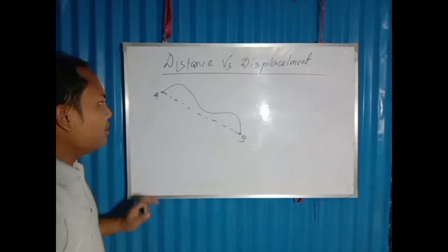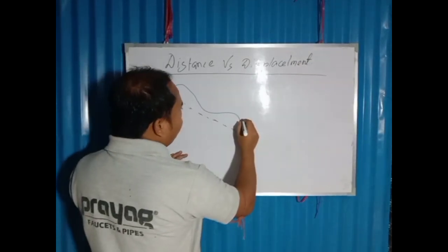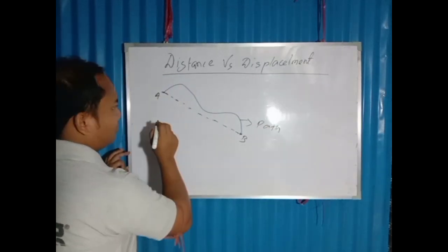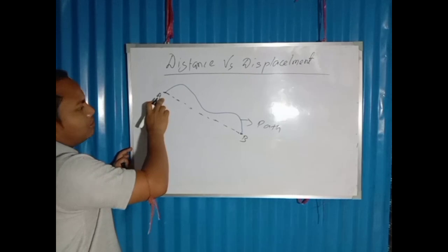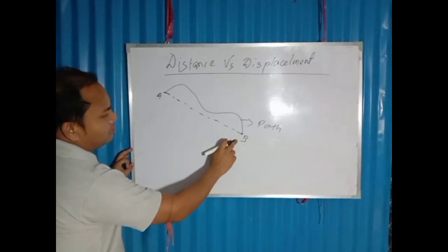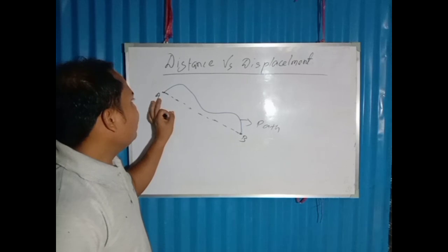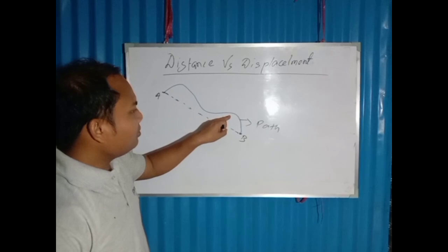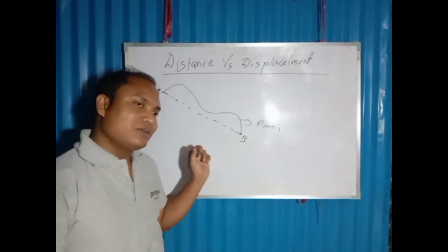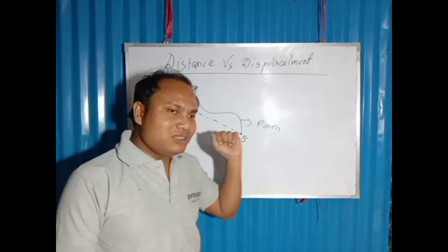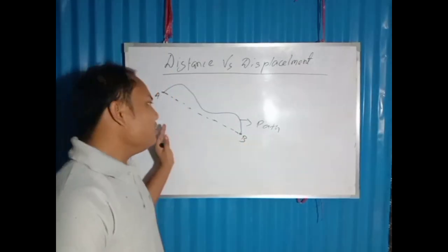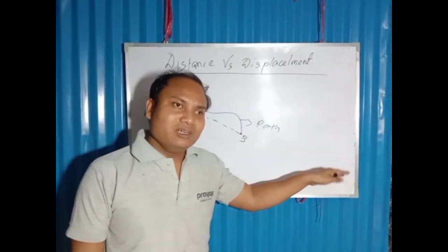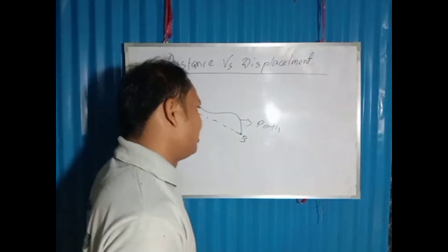You can see here this is path. Okay, you can see this is A point and this is B point. When a body travels through this path from A to B, this is called distance. Distance means that when a body travels through a path from one point to another point, this is called distance.